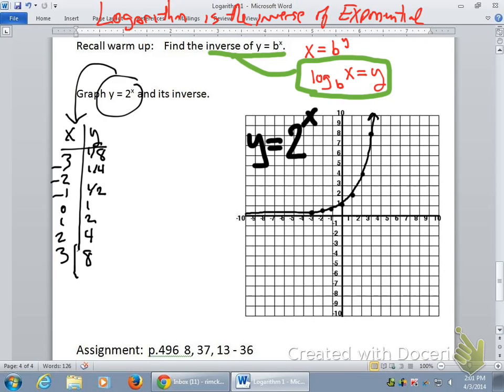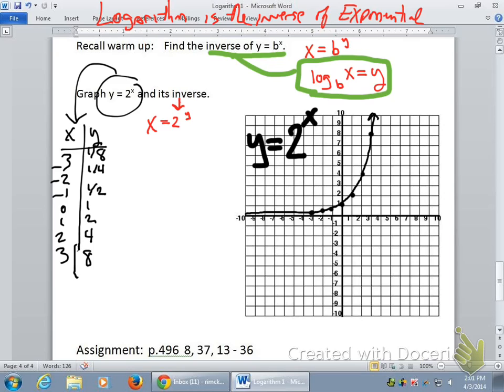They won't have 0, 1 in common. When we graph the inverse, let's rewrite the inverse. So how would you write the inverse of this? Remember what you do? You switch the x and the y. So this would be x equals 2 to the y. But let's change that to a logarithm form, because I got to have y equals if I'm going to graph it. Log base 2 of x equals y.